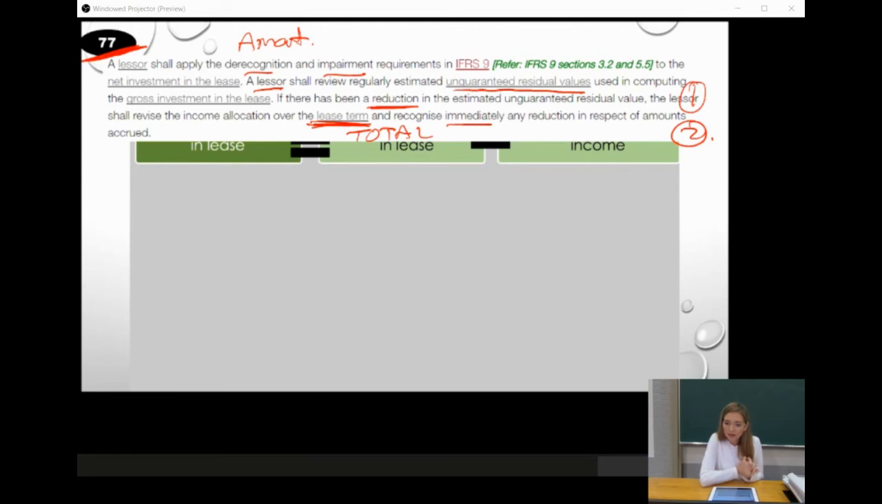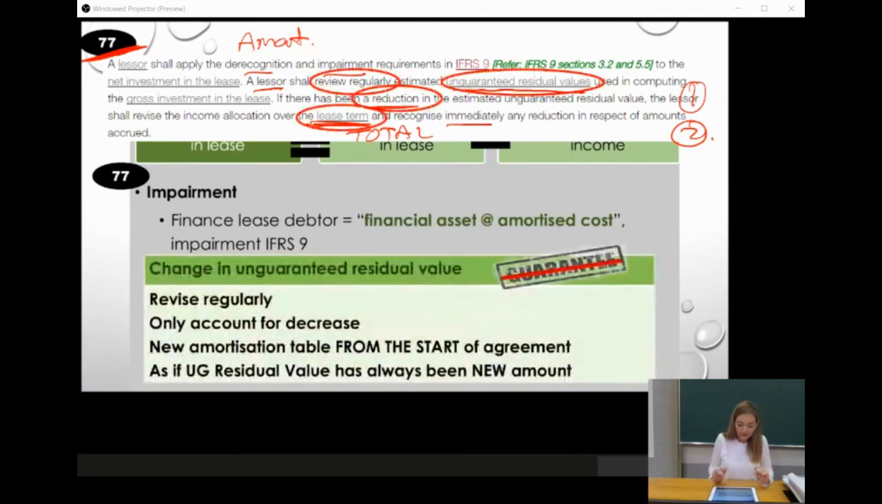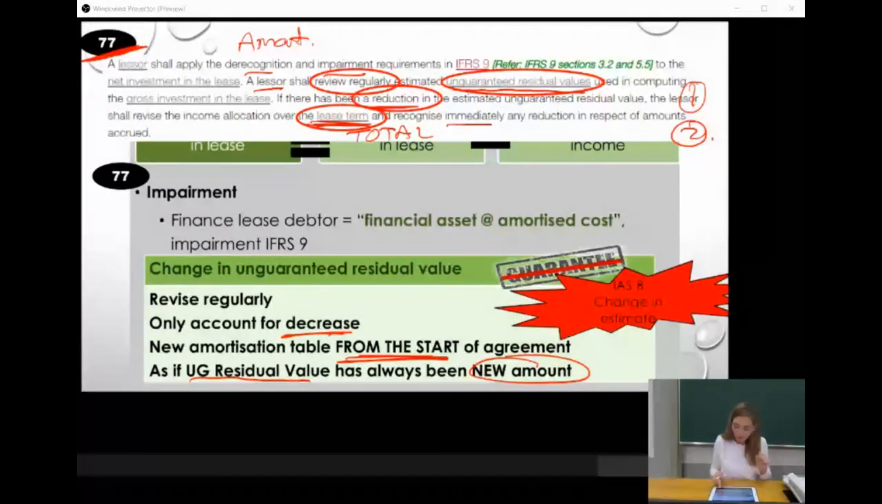Okay, Mr. Makusi, I know you're tired, but did you get that? Did you see that we've got these two differences when we get to the change in the unguaranteed residual value for a lessor? We only have to account for the decrease, and we have to do our new amortization table from the start of the agreement, as if this unguaranteed residual value has always been the new amount. Then we calculate what our balances should be, and then we adjust that. Good. And remember also that this will be an IAS 8 change in estimate and has to be accounted for accordingly.